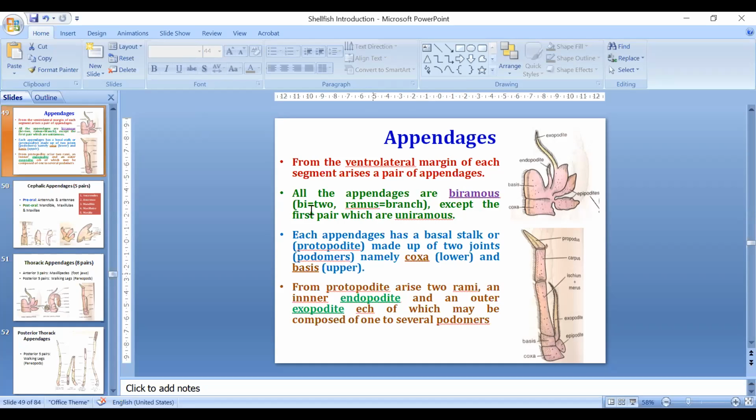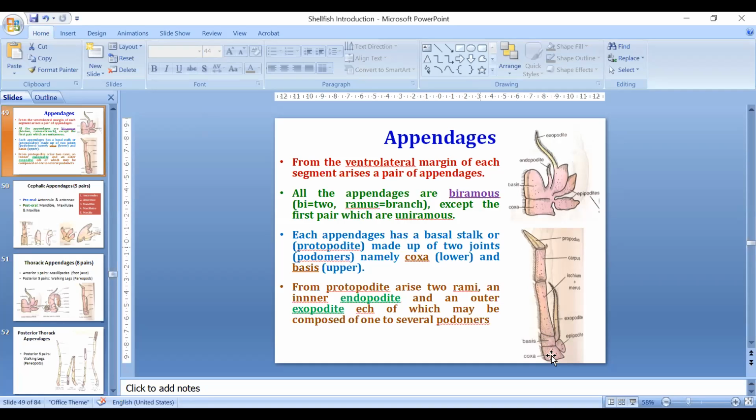So उस basal stalk को कहते हैं हम प्रोटोपोडाइट. बेसल स्टॉक को कहते हैं प्रोटोपोडाइट, या वो जगह या वो पॉइंट जहां से आपकी जॉइंटेड अपेंडेजेस जुड़ी हुई है. So this protopodite or the basal stalk have two joints.